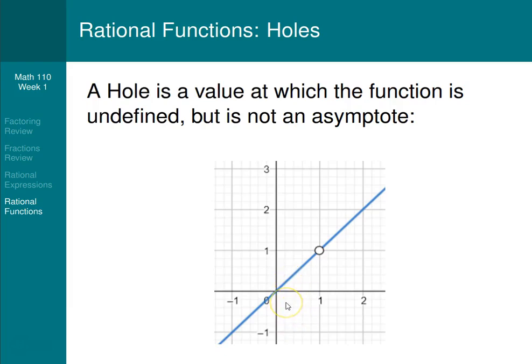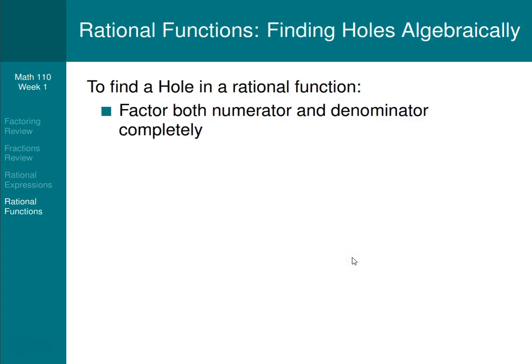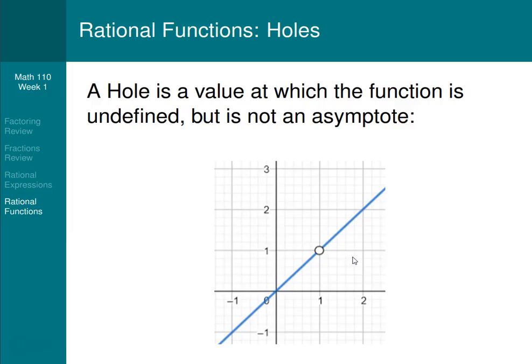Another thing you need to recognize visually is a hole. A hole is a value at which the function is undefined but is not an asymptote. So if you have x is 1 in this function, then it is undefined. Here's a spot where it's undefined, it's a hole. But every other value around it is fine. In the next section we're going to find out how to find these asymptotes and holes algebraically.